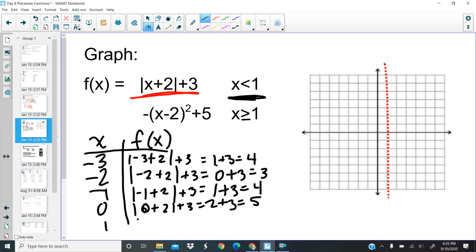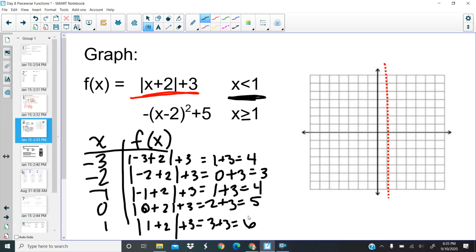and then I'm going to go ahead and plug in the 1 just to see where the graph is going up to. So 1 plus 2, absolute value, plus 3. 1 plus 2 is 3. Absolute value of 3 is 3. Plus 3 equals 6. So I'm going to start graphing these points.